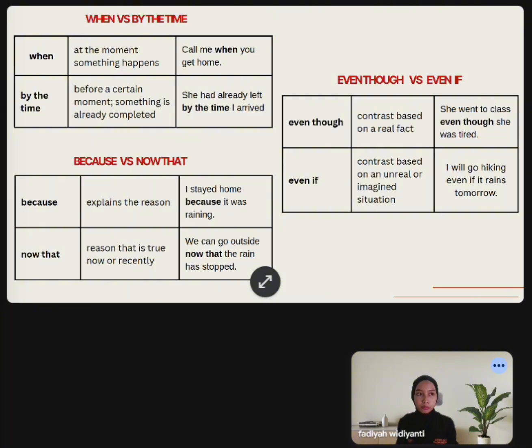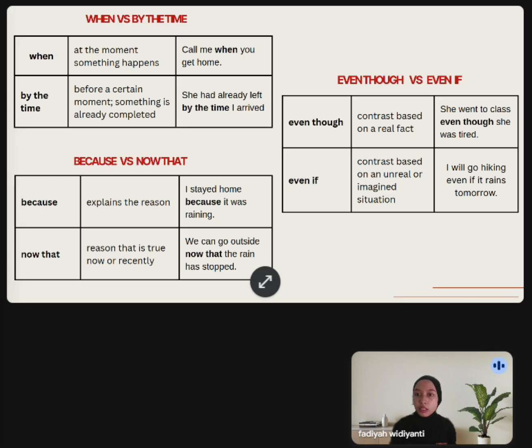By the time means before a certain moment, and something is already complete. For example, she had already left by the time I arrived. And the second, we will have finished the project by the time the deadline comes.